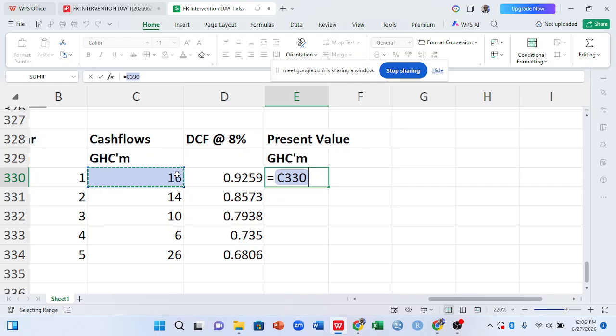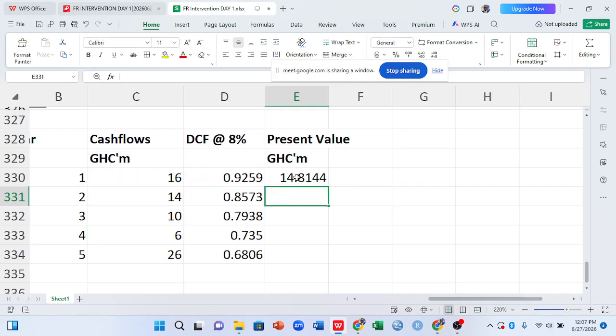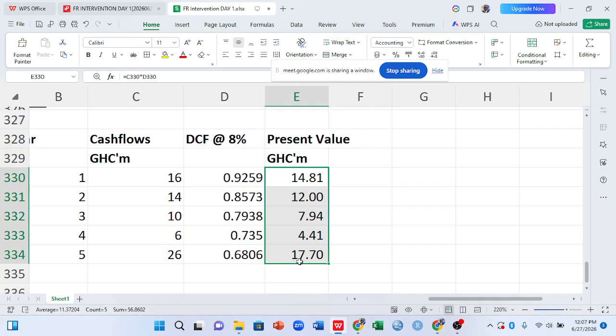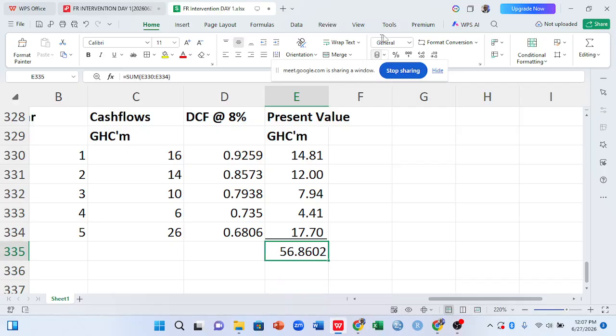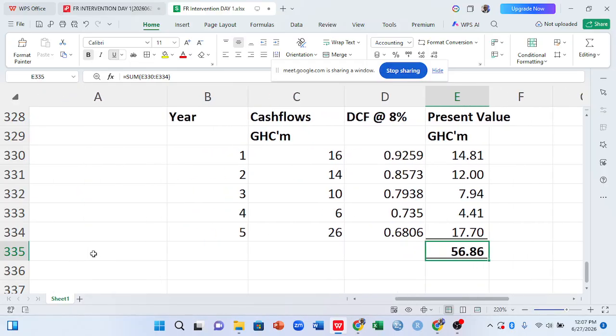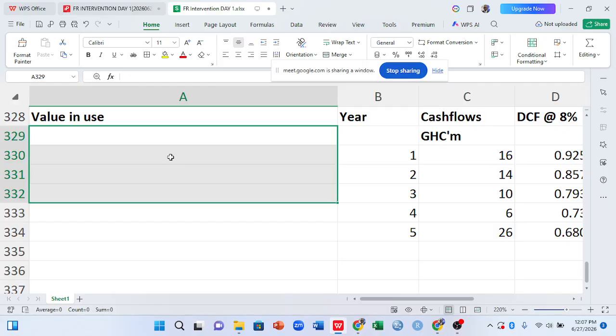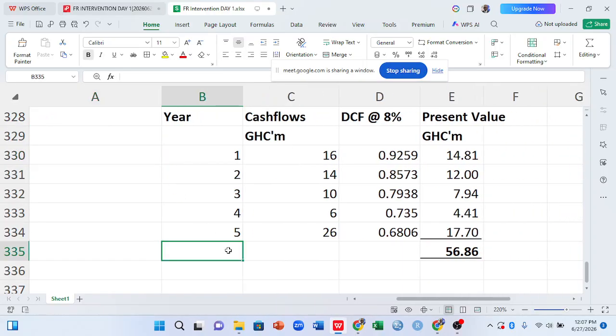So it's going to be this multiplied by this, and we do that for the rest. So that will be this to this. And this becomes our value in use. So our value in use here is 56.86 million.